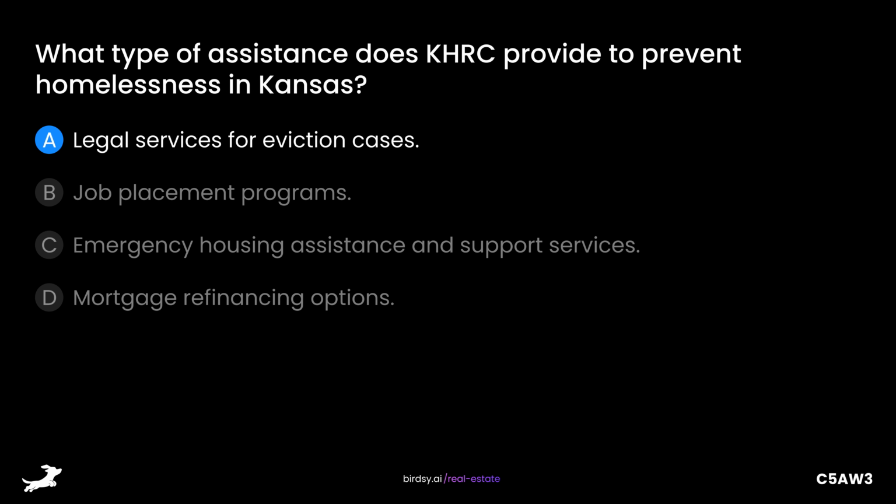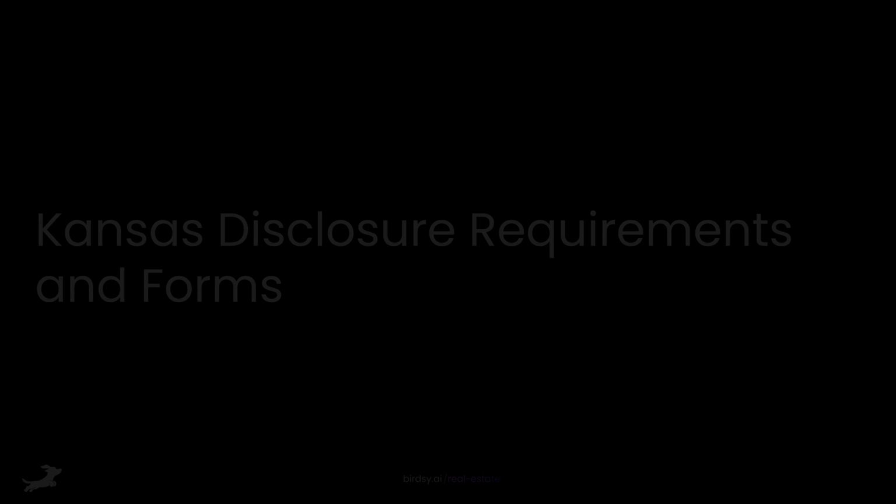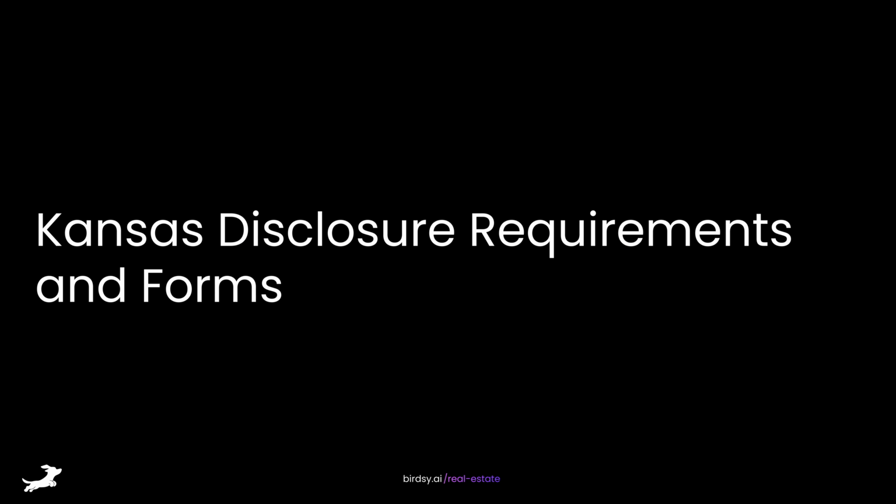Is it A, legal services for eviction cases, B, job placement programs, C, emergency housing assistance and support services, or D, mortgage refinancing options? The answer is C, emergency housing assistance and support services. KHRC administers emergency housing assistance and support services to prevent homelessness, focusing on stabilizing individuals and families and connecting them with necessary resources for long-term stability. Let's review Kansas disclosure requirements and forms.